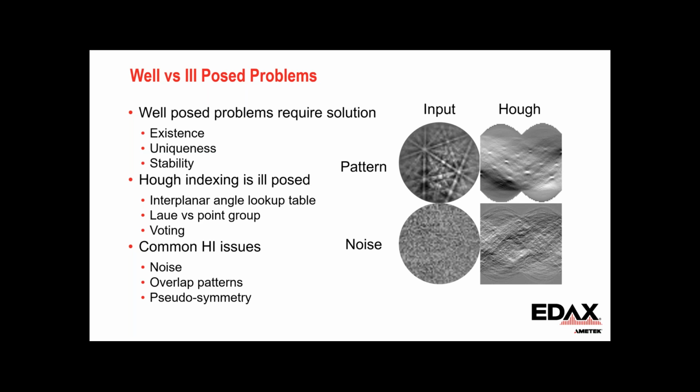And so what we see is that we have challenges with Hough indexing when we have a noisy pattern, overlapping patterns, or pseudosymmetry. Here on the right is an example. If you have a nice pattern on the top, when you do the Hough transform, you get these peaks that we're used to seeing. But if you just put in raw noise on the bottom, you still end up getting a couple of noticeable peaks. This is just one of the ways that you can have some issues going forward.